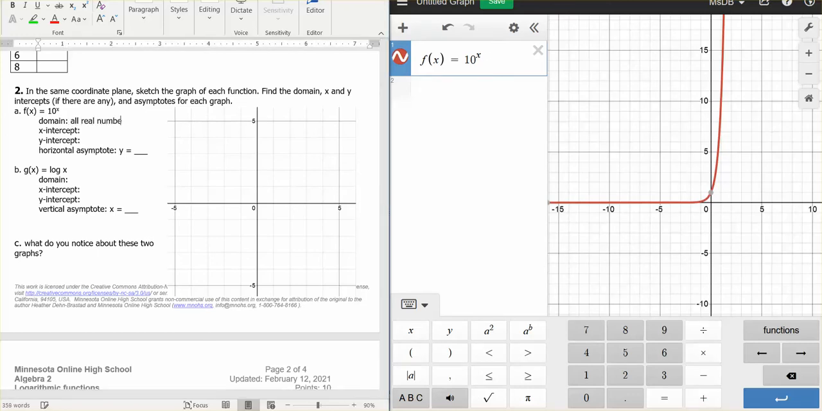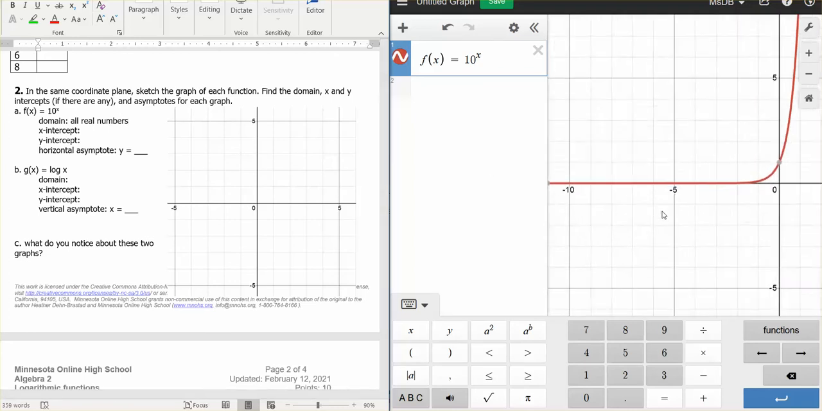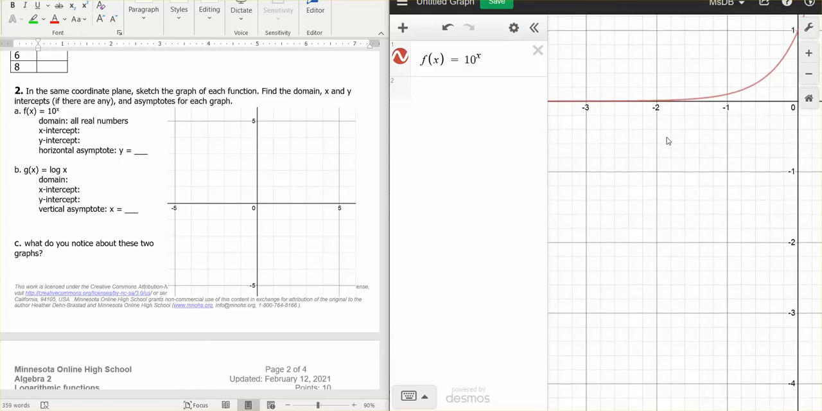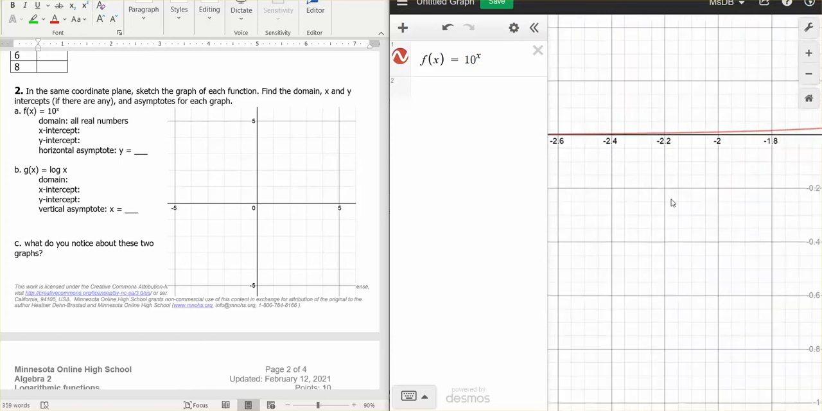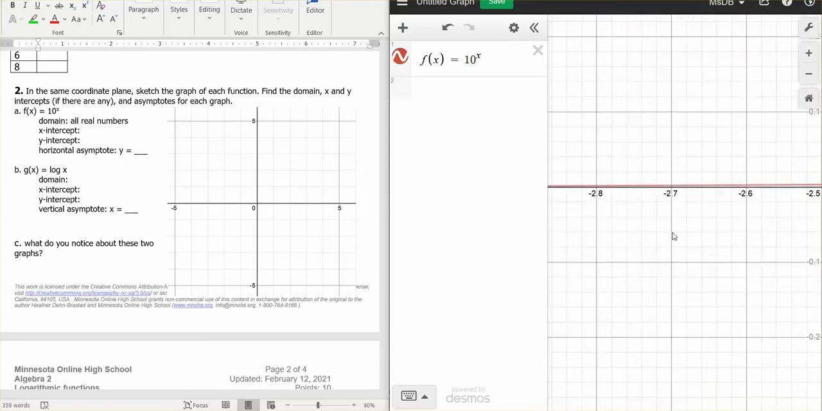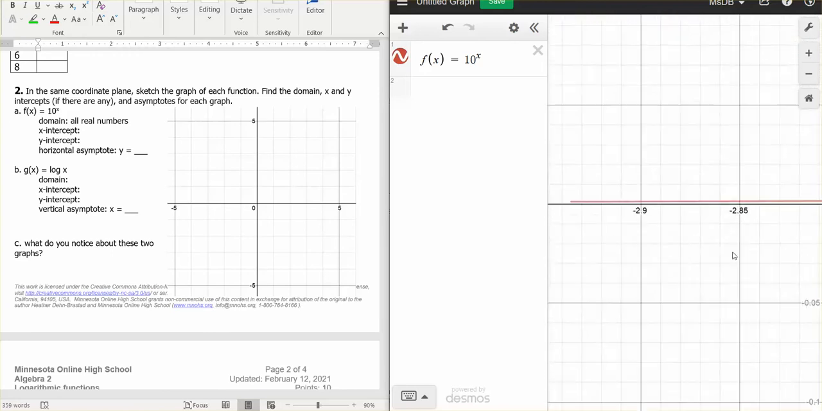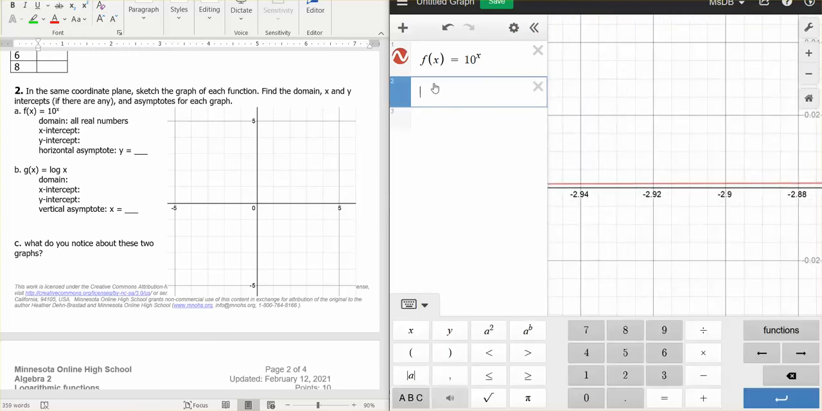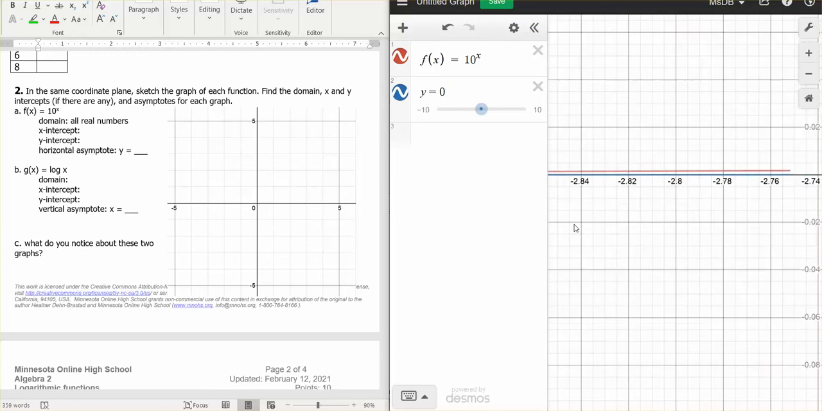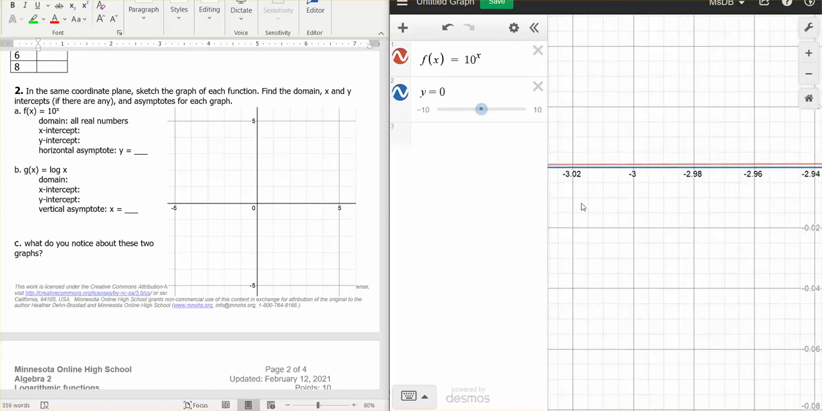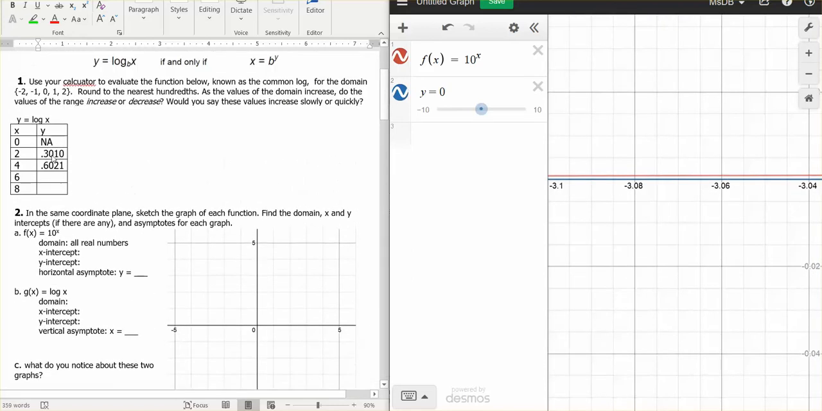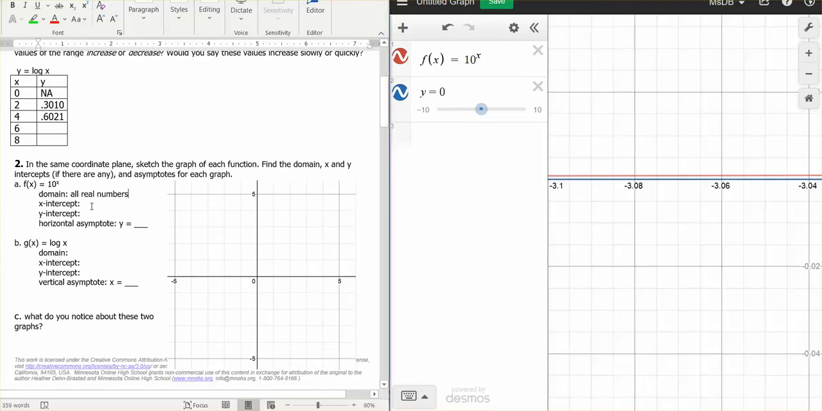X-intercept means where does it cross the x-axis? The x-axis is the horizontal. Let's zoom in and see if we can find it. I keep zooming in and it never touches the x-axis. It gets close. Look how close it's getting. But if you keep zooming in, it's never going to cross it. In fact, we can try to graph y equals 0 and try to find the place where the blue line and the red line intersect. But the fact is that it will never happen. Remember what we put here? We can't find the log of 0. So there is none for x-intercept.